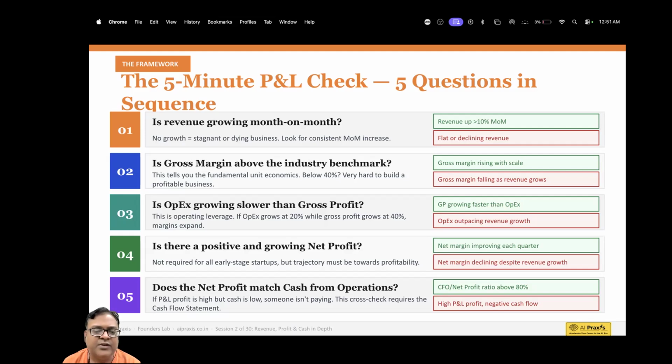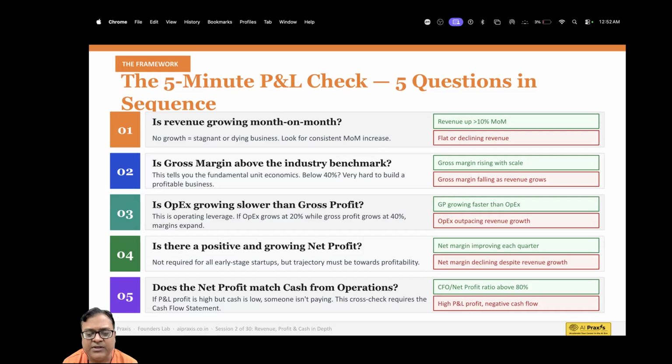Is there a positive and growing net profit? That's a question you should ask. So net margin improving each quarter is a healthier sign, right? This is not required for all early stage startups, but trajectory must be towards profitability. And net margin declining despite the revenue growth, there's something wrong. The business, you might have to pivot, or I don't know, you have to stop.